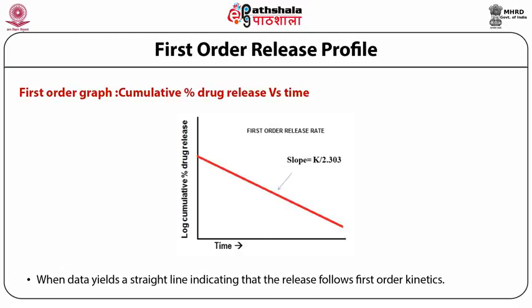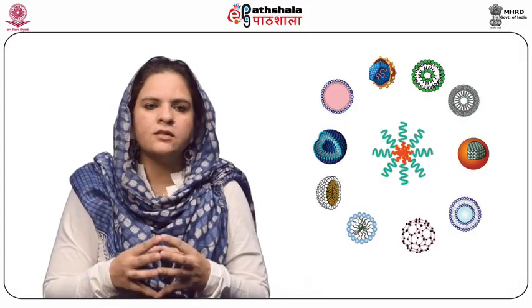The graph which we will obtain, which is seen in front of you on your screens, is primarily a profile equivalent to first order release. The data was taken in the log form of the cumulative percentage release. The x-axis had the time factor, and the constant k can be obtained by multiplying the slope values. When the data yields a straight line, it indicates that the release follows first order kinetics.